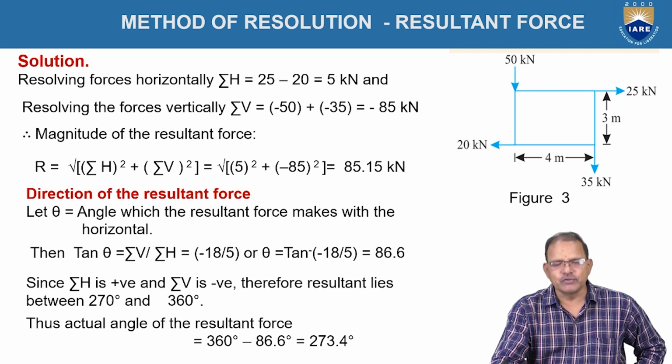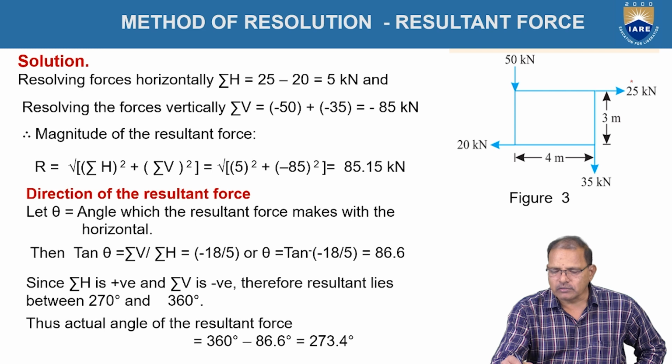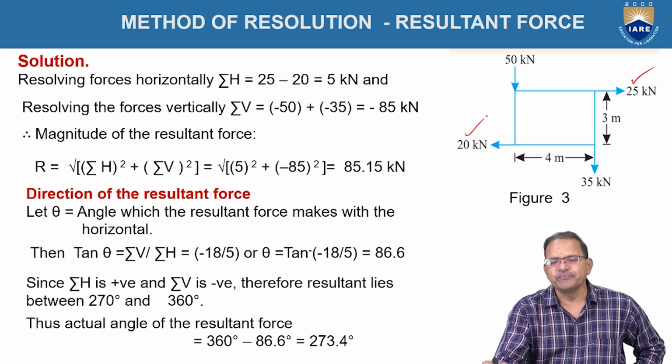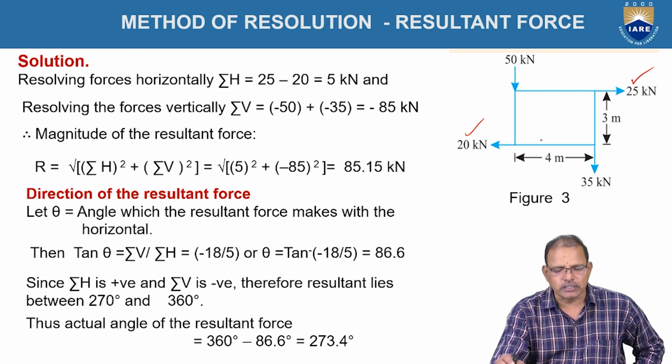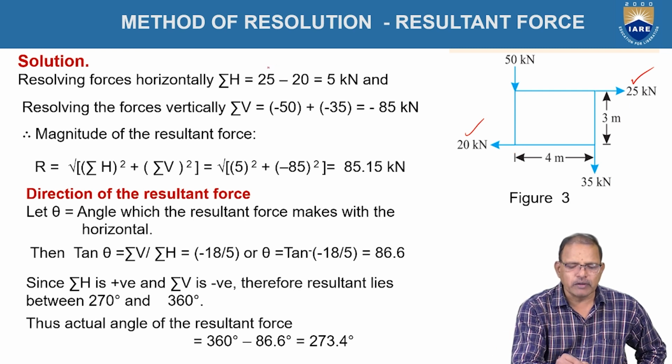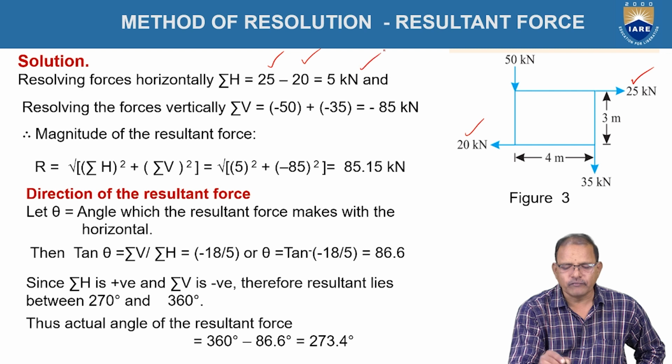Here, after resolving the forces in horizontal, the sum of the components of forces along the horizontal direction is given by, here one is 25, one more is 20. The 25 force is acting toward the right hand side, hence is treated as positive force. The 20 kilonewtons force acting toward the left side is treated as negative. Hence sigma H is equal to 25 minus 20 is equal to 5 kilonewtons.